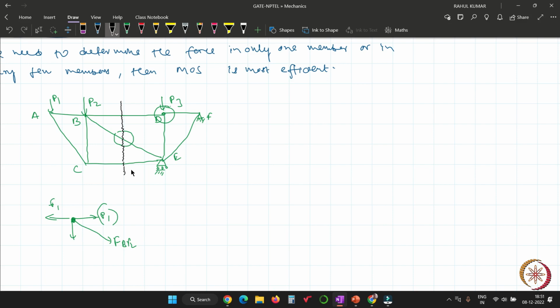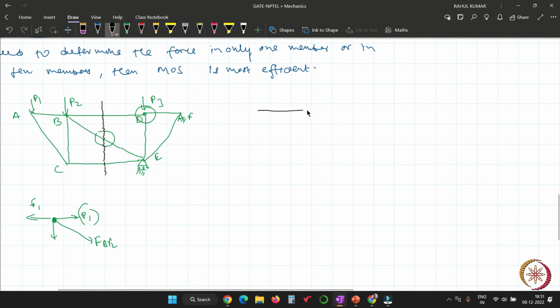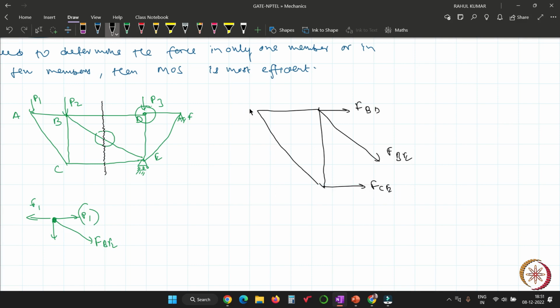But still, on those four members, you must have the value of one member. Then you are able to find the other three forces. Are you getting my point? Suppose I want to find the force in this member. The force in this member is FBD, the force in this member is FBE, and the force in this member is FCE. Here the force is P1, and here the force is P2.